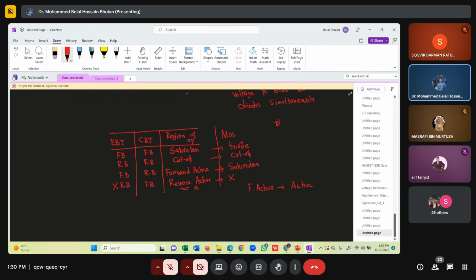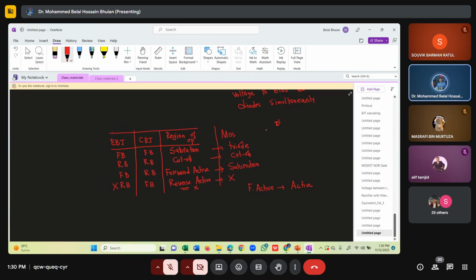Okay? So again, when both the junctions are forward biased, it is our saturation. When both the junctions are reverse biased, it is our cutoff. When the emitter to base junction is forward biased and the collector to base junction is reverse biased, that is our forward active.